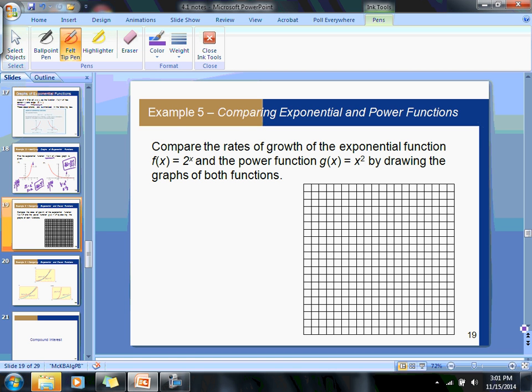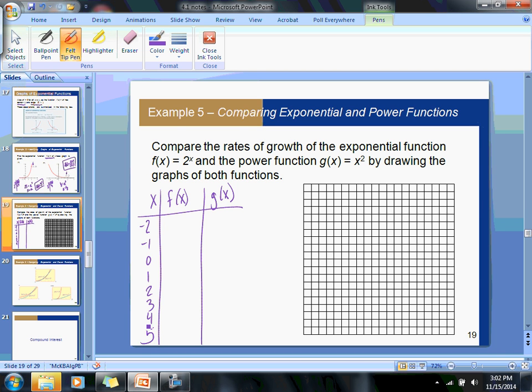For example 5 now, we're going to compare these two functions, and it says to compare the rates of growth for the exponential functions. So if we make our table of values, I'm going to make a combined table of values here. I'll have my f of x function, and then I'm also going to have my g of x function. And I'm going to go from -2 to 5, because that's going to give us a good picture.